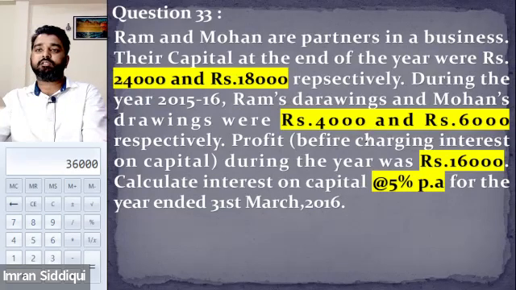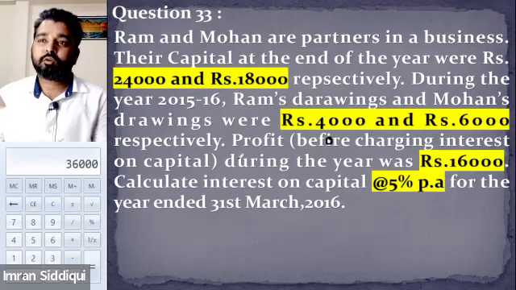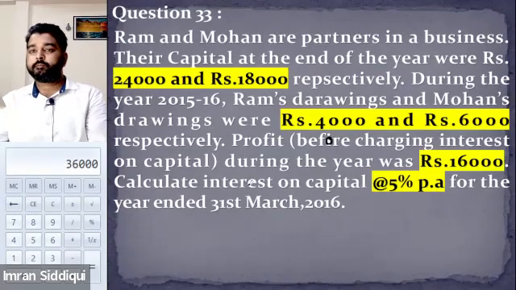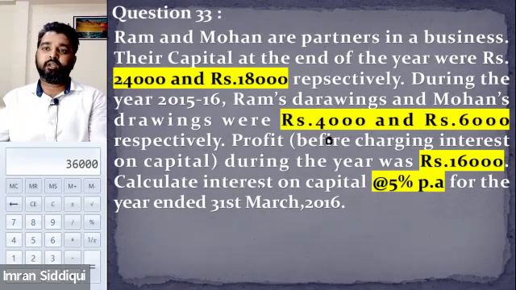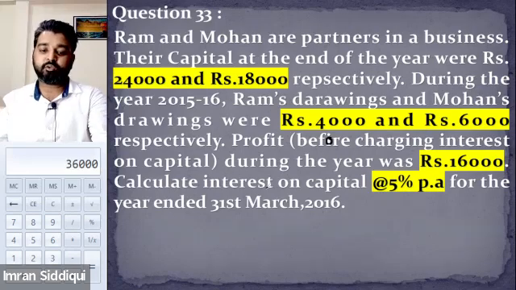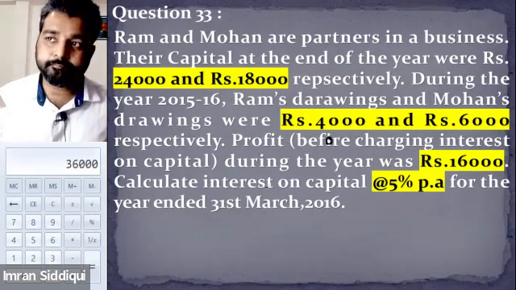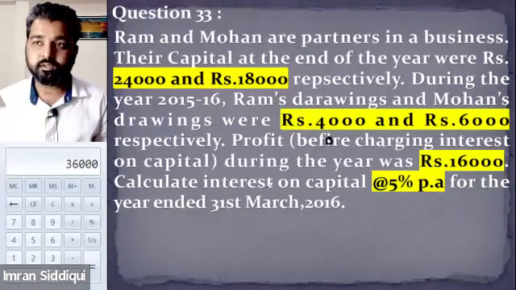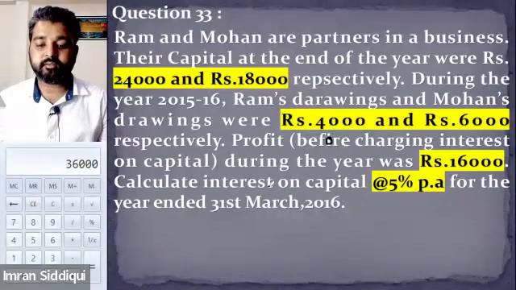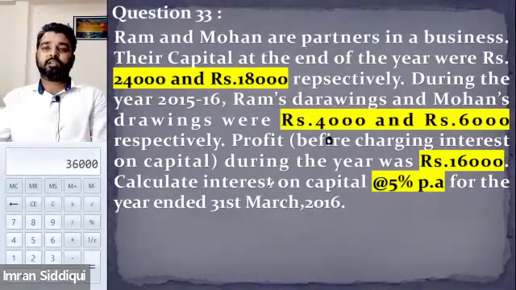Profit before charging, this is my mistake, this is before. Profit before charging interest on capital during the year was 16,000. You need to calculate interest on capital at 5% per annum. Is this clear, everyone? The question is clear to all of you? Yes, sir. Profit made during the year is 16,000. Their closing capital balances are given. Drawings have been given. And the question is asking us to calculate the interest on capital.